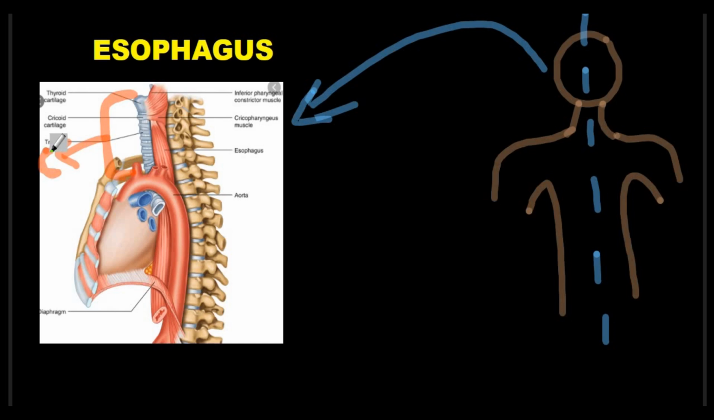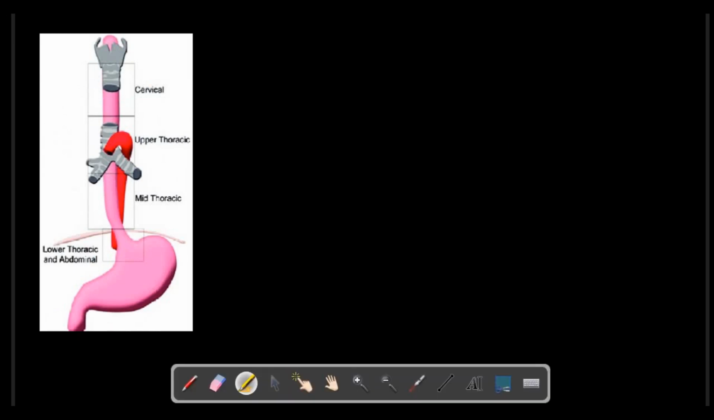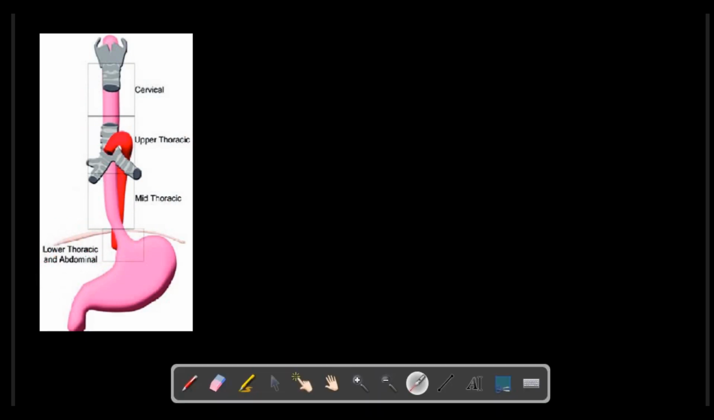And all the part of the esophagus which comes before the hiatal constriction is called the thoracic esophagus, and all the part of the esophagus which comes after the diaphragm is called the abdominal esophagus. Now here we can see the divisions I talked about: the cervical esophagus, the thoracic esophagus, and the abdominal esophagus. Now let's talk about the blood supply of the esophagus.